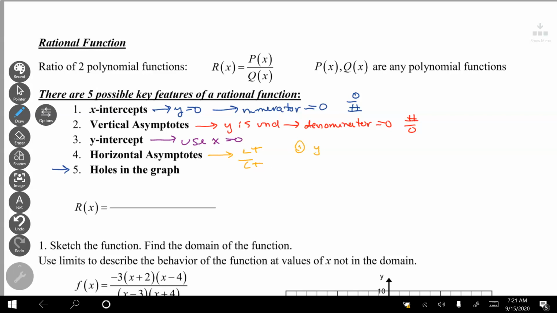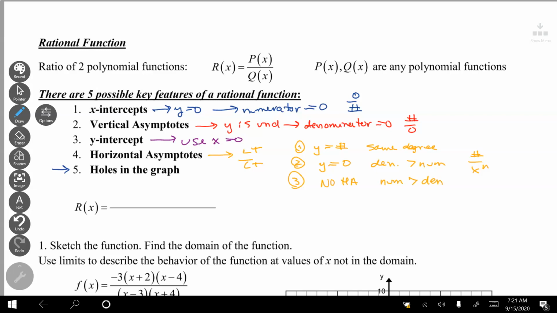Possibility number 1, y is just a number like 2 or negative a half, because I have the same degree in numerator and denominator. Option number 2 is y equals 0 when the denominator has a higher degree than the numerator. That means I'm always going to have some number over x to some power, and every graph of 1 over x or 1 over x squared is always going to level off to 0. And the last possibility is no HA, because the numerator has a higher degree than the denominator.